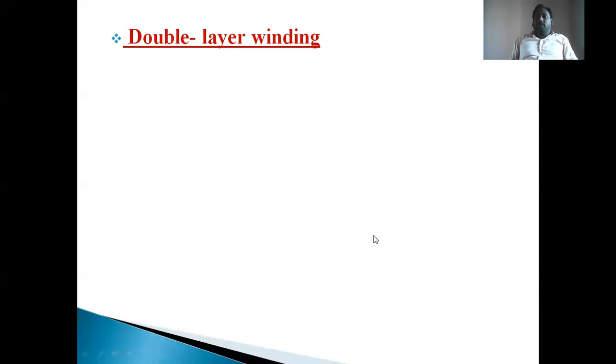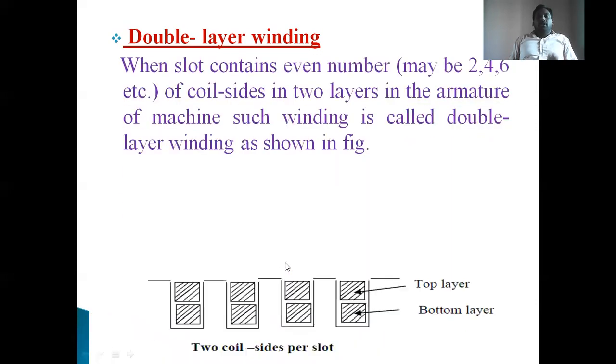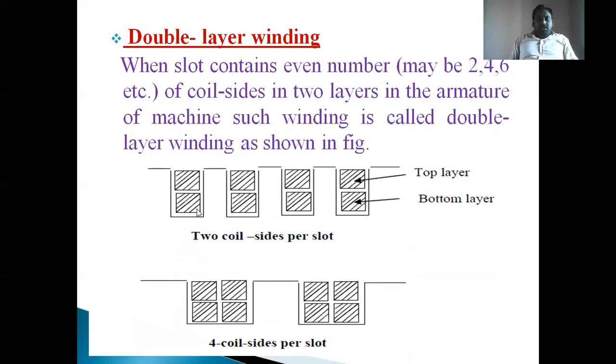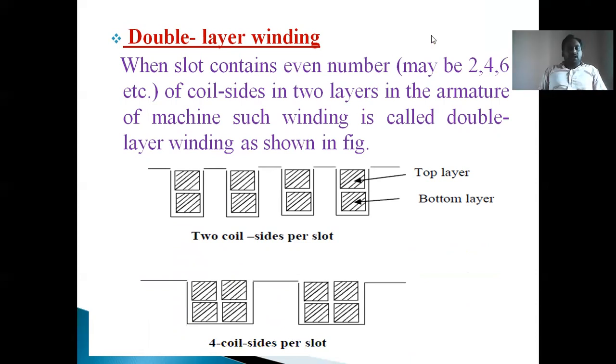Such a type of winding is called double layer winding. See here, this is one slot. In this slot, 2 coils or 4 coils or 6 coils or 8 coils are arranged in a double layer formation. Such type of winding is called double layer winding. That's why when a slot contains an even number of coil sides in 2 layers in the armature of a machine, such winding is called a double layer winding.